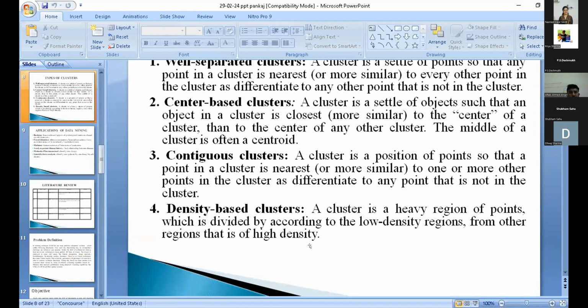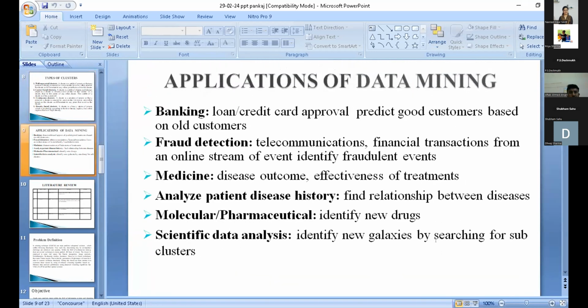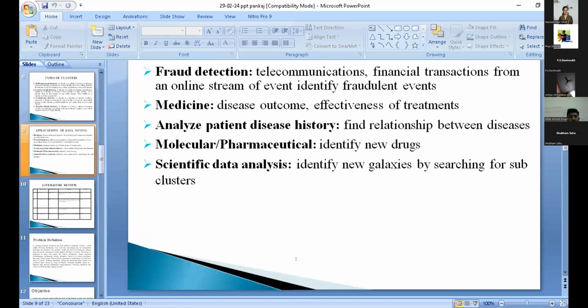The last one is the density-based cluster. A density-based cluster is a dense region of points which is separated by low-density regions from other regions of high density. Then some applications are given here for data mining: banking, fraud detection, medicine, analyzing patient disease history, molecular and pharmaceuticals, and scientific data analysis.